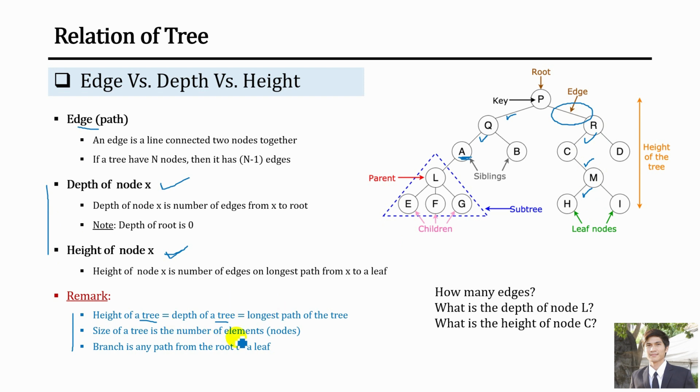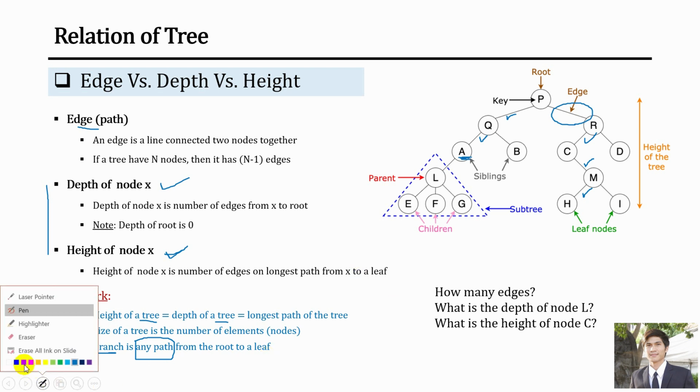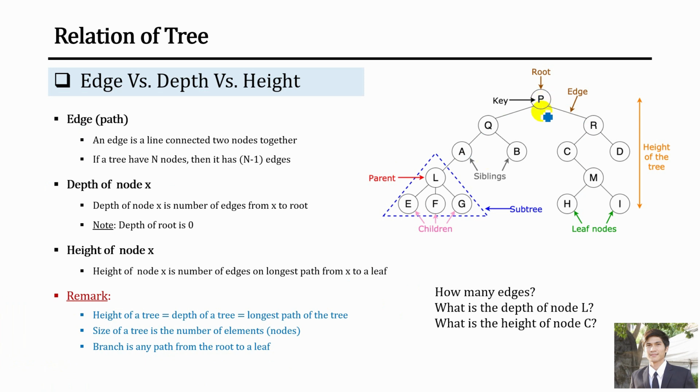The size of a tree is the number of nodes in this tree. And a branch is any path where edges are connected from the root to a leaf. So we go from the root down, either way. For example, you can browse through here. This is called a branch, because this is a leaf. And this is called another branch, another branch here, we go this way. So these are some key terms that we use in trees.